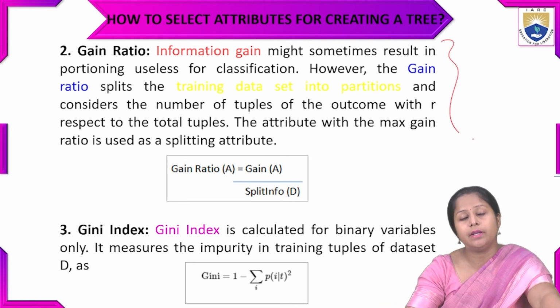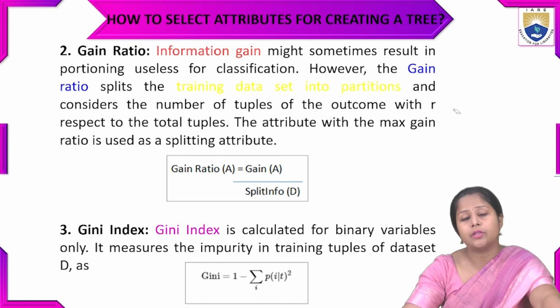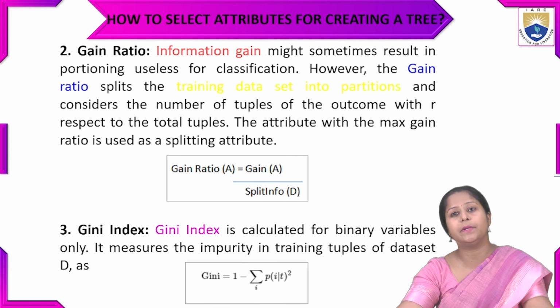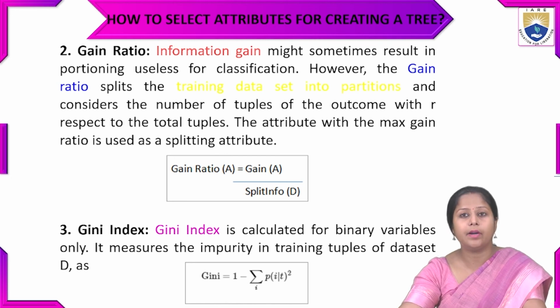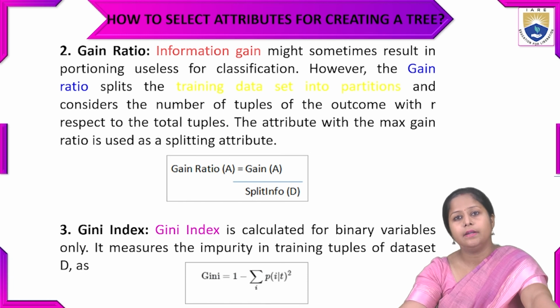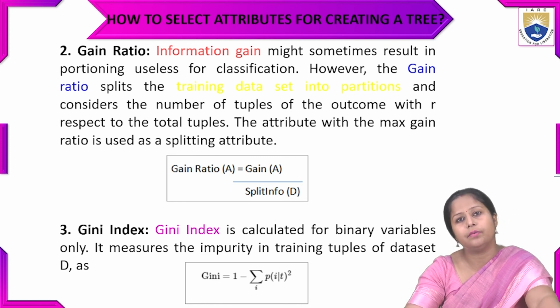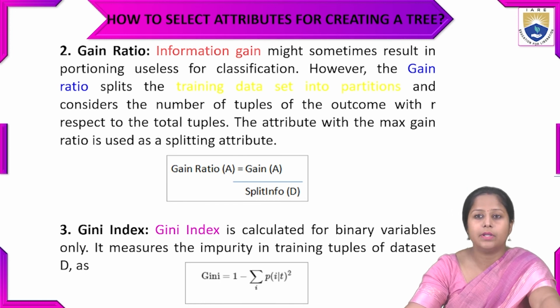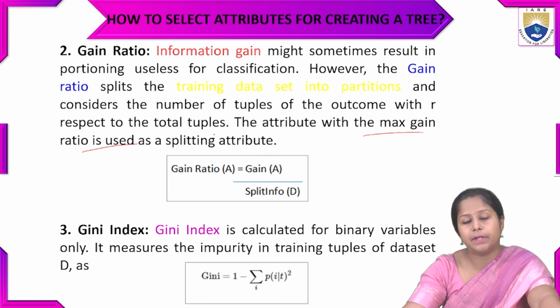Information gain might sometimes result in partitioning that is useless for classification. So for that we will use the gain ratio. The gain ratio splits the training data set into partitions, and it considers the number of tuples of the outcome with respect to the total tuples. So this formula is used when the partitioning for classification would be useless. The attribute with the maximum gain ratio will be used as the splitting attribute.